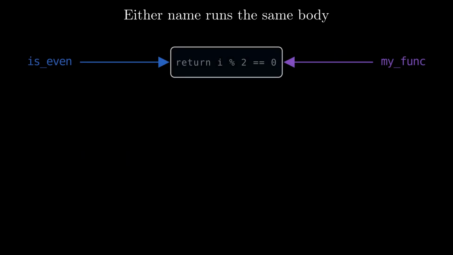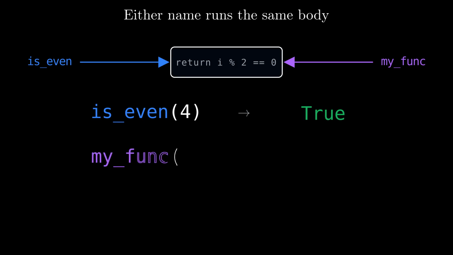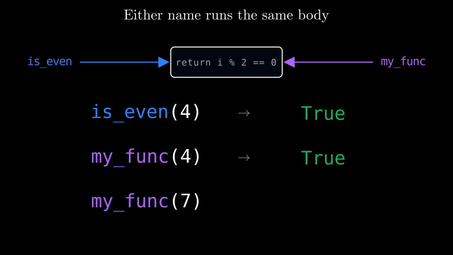Now call it. Ask is even of 4, and Python runs the code that the name is even points to, with 4 as the parameter and returns true. Ask myfunc of 4, and Python does the same thing. It runs the code that myfunc points to, the same code, and returns true. Ask myfunc of 7 and you get false. There is nothing clever happening. Python simply follows the name to the object and runs whatever it finds there.